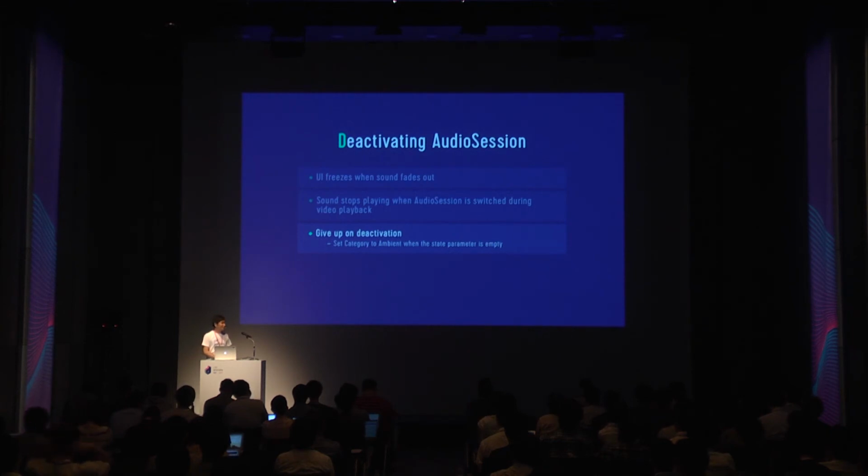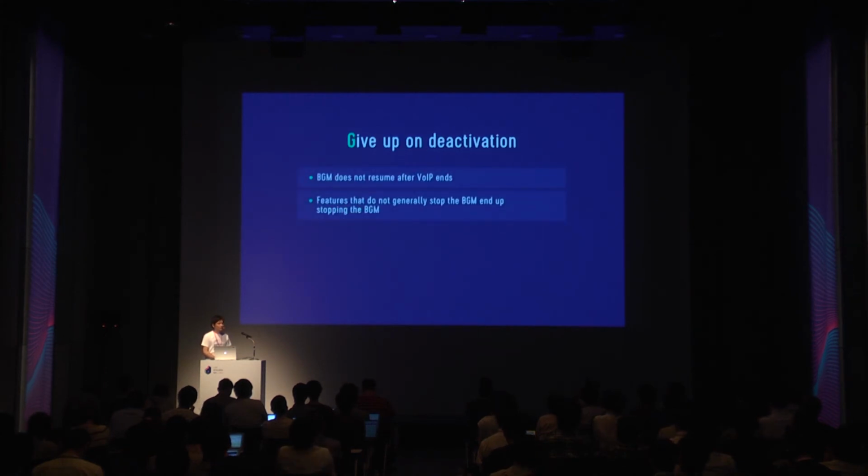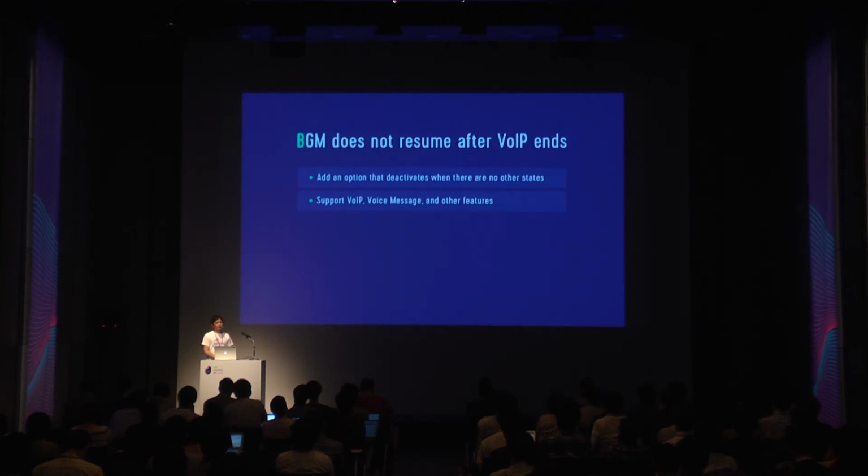So how we solve this issue is that we gave up on deactivate. Instead, when the state parameter is empty, we use the ambient setting that allows the play of background music. However, with this, another issue occurred as a result. And these are the two issues that occurred. Firstly, after ending VoIP, the background music would not resume. And also, functions that should not stop background music would stop the background music.